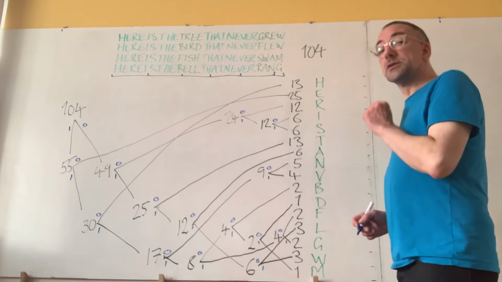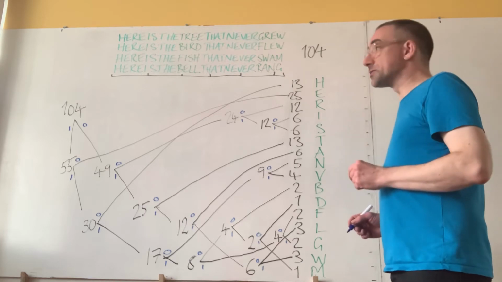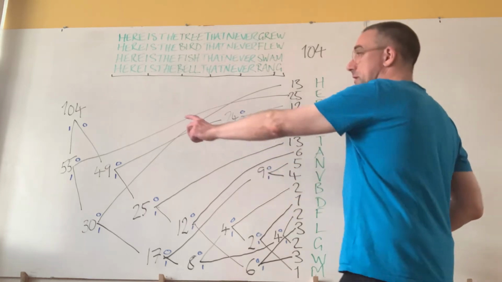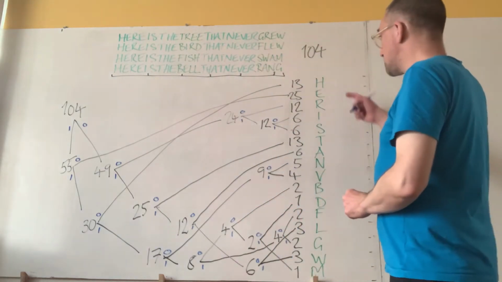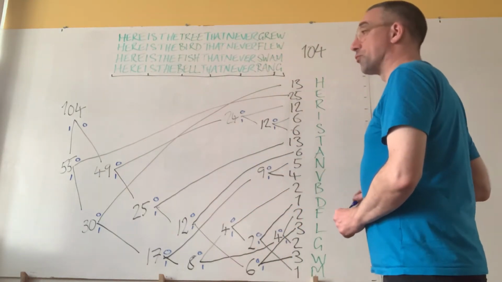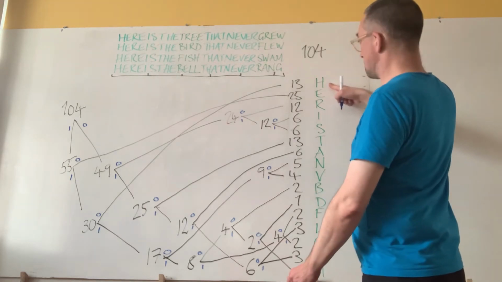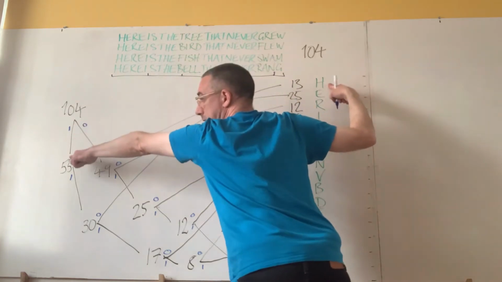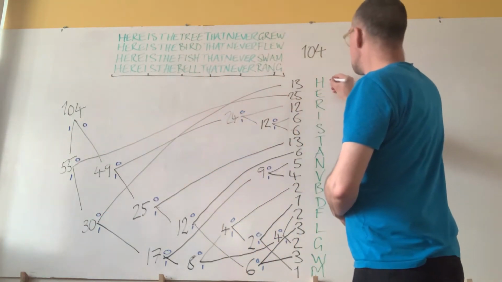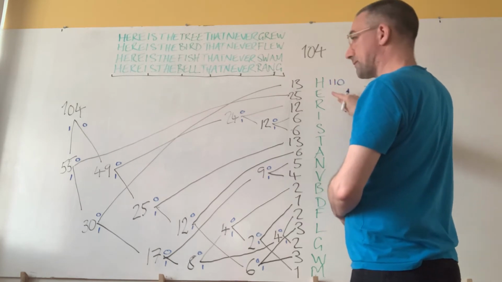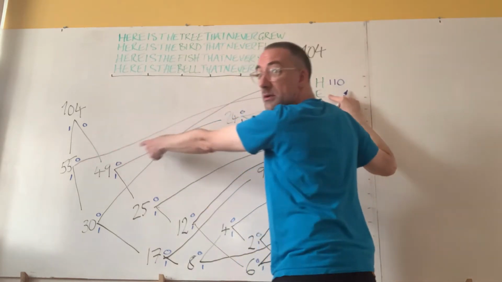Now we need to read off the codes from the tree. And the trick is straightforwardly that you start at the root of the tree and find the path to each letter at the leaves. You just read off the sequence of bits. So to get to H, we have 1, 1, 0. So the code for H is 1, 1, 0. To get to E, we just have 1, 0.